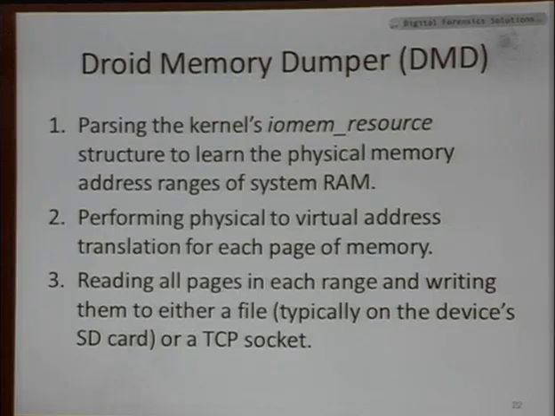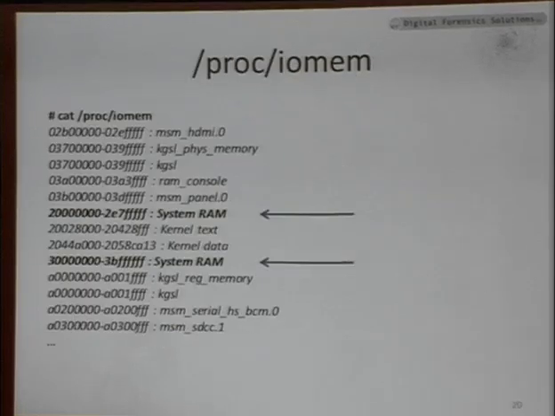So, very simple how it works. We try to keep it as simple as possible. In the Linux kernel, there's a data structure named iomem resource. When you go through /proc/iomem, it's just parsing that data structure. This is the information it has. It's got the addresses of physical RAM addressing and the corresponding information for what each range goes to.